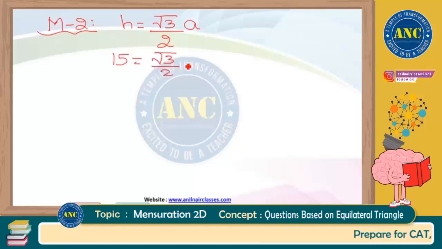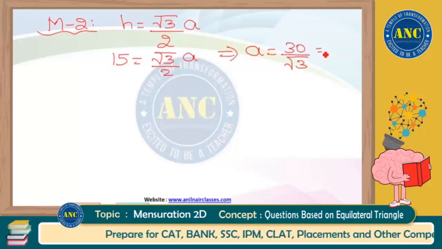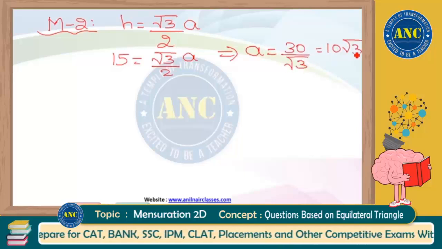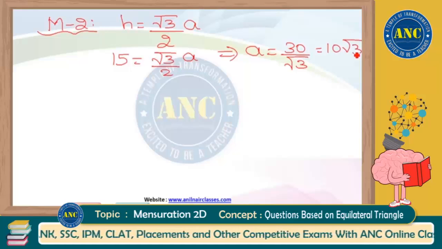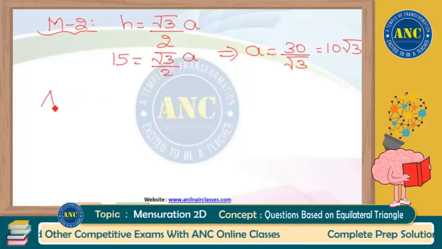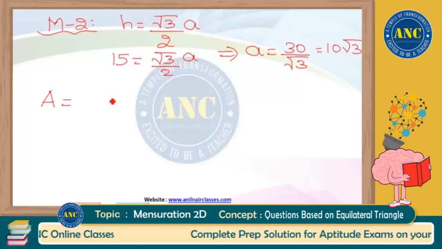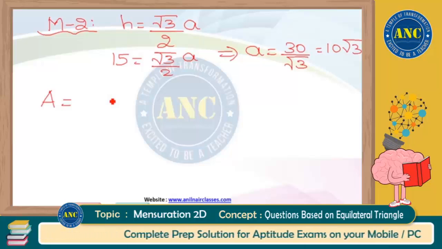15 is equal to root 3 by 2 into A. So A value is 30 by root 3. So 30 by root 3 itself is what I wrote in the previous method as 10 root 3. I told you how to simplify; I am not simplifying it once again for you, sir. Now, the area of an equilateral triangle is root 3 by 4 into A square. That is one of the methods which you can implement.